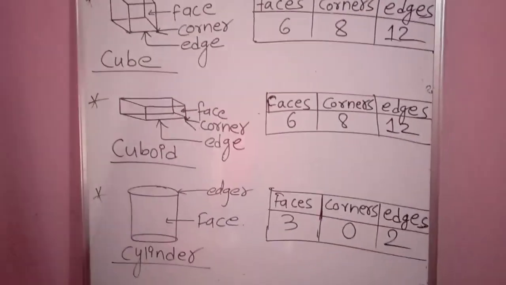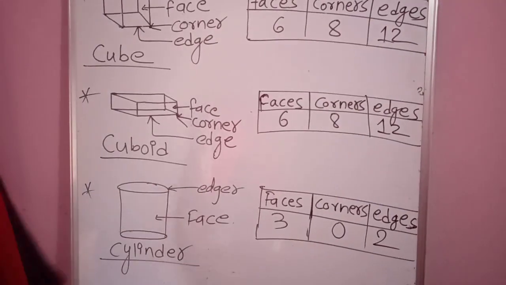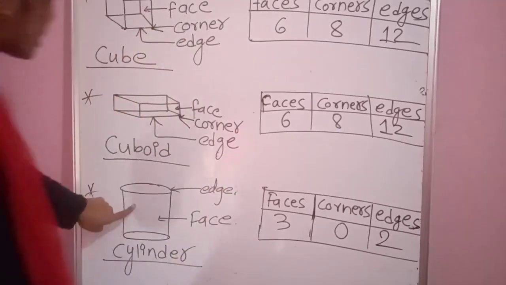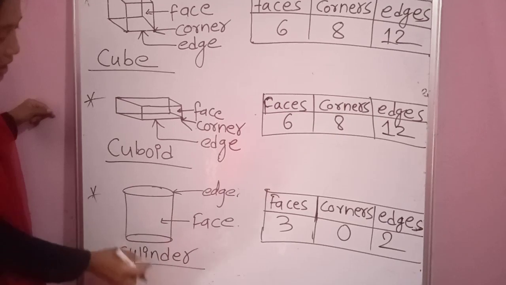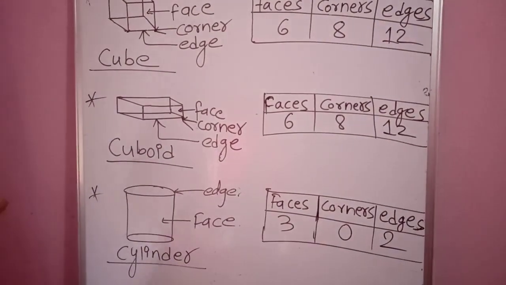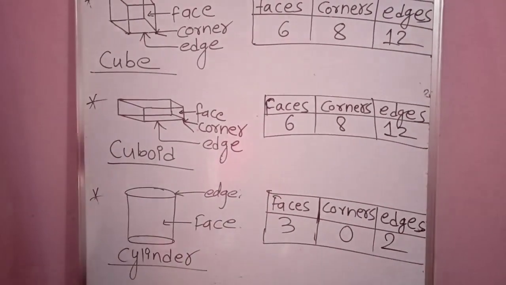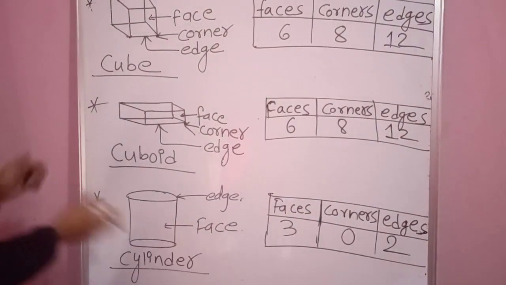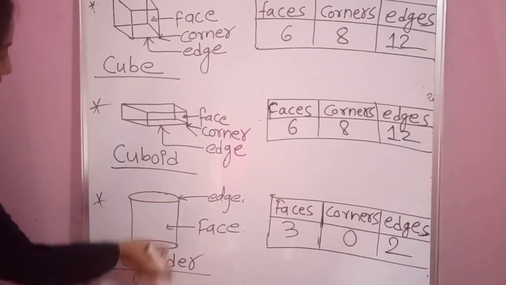Now the third solid shape is our cylinder. C-Y-L-I-N-D-E-R, cylinder. This one part is called the edge in this cylinder, and this part of a cylinder is called the face. And now how many faces, corners, and edges does the cylinder have? Now look, there are altogether 3 faces, 1, 2, 3 faces, corners 0, there are no corners, and only 2 edges. So one edge and 2 edges.